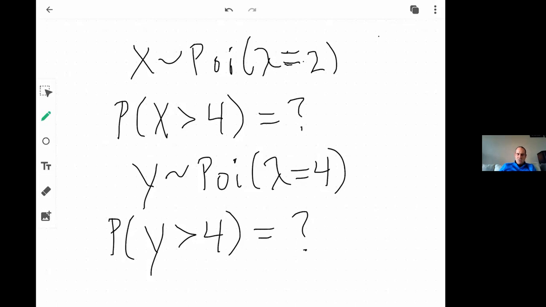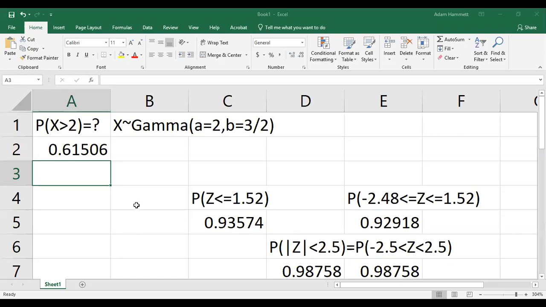Well, how in the world do we compute these things? It turns out we can. We can do it in Excel. So let's look in Excel here. Let me put a new sheet in here.